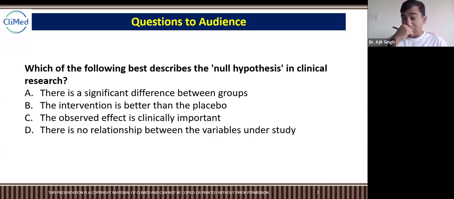Which of the following best describes the null hypothesis? Null hypothesis. What is null hypothesis? Can someone tell me what the null hypothesis is? Yes. My question is, what is null hypothesis? Rachna is saying D. Okay. Someone else who wants to answer this question? Answer the question. D. Okay, fine. I agree that it could be D: there is no relationship between the variables under study. Okay. Can someone describe it with an example? With a case, I was supposed to say. Anyone? Pari, there is no relationship between the variables.